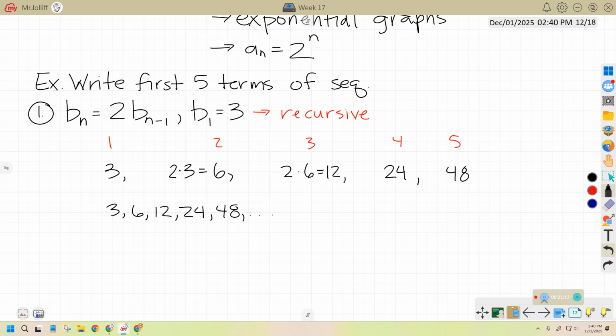And somebody earlier said this was an arithmetic sequence. Looking at it now, does it look like it's arithmetic? No. What does it look like? Geometric. We were multiplying by 2 each time. Yeah. Times 2, times 2. This is geometric. Good. Well, let's try another one.